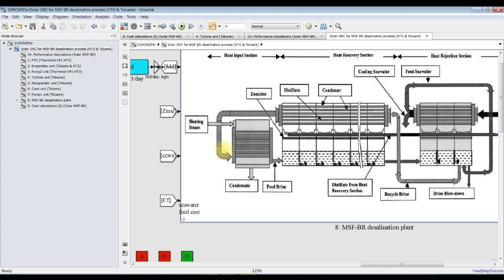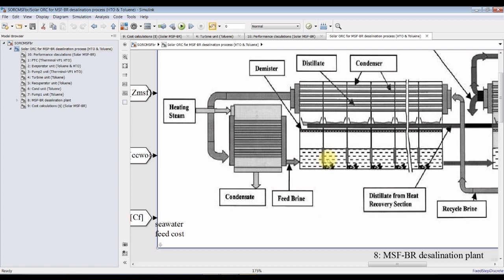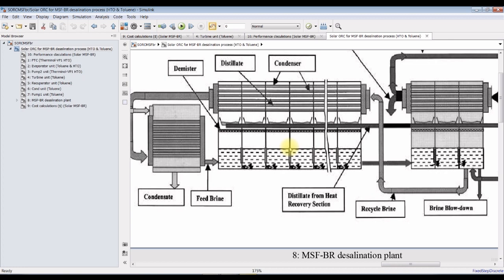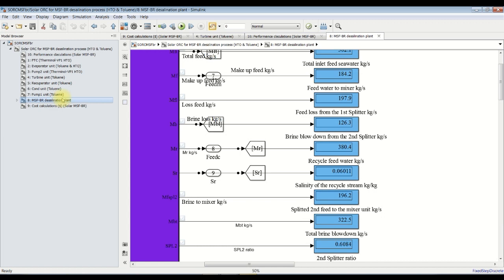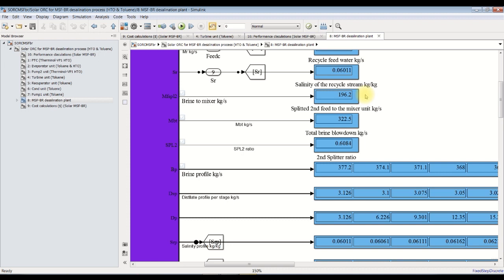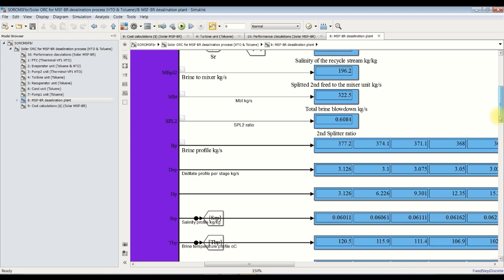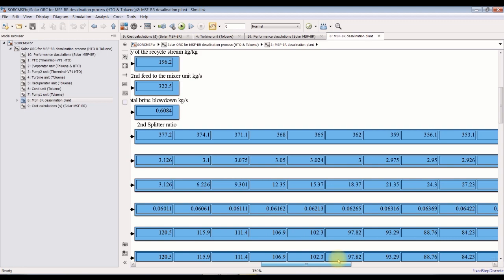This is the steam. Top brine temperature is here, and responsible for the brine load at each stage, as you can see here. Schematically, yes. Brine loss, brine recycle. This is salinity of the recycle stream. Brine feed to the mixer. Total brine loss. This is the second splitter ratio we are going to discover. And this profiles for 17 stages, as you can see.